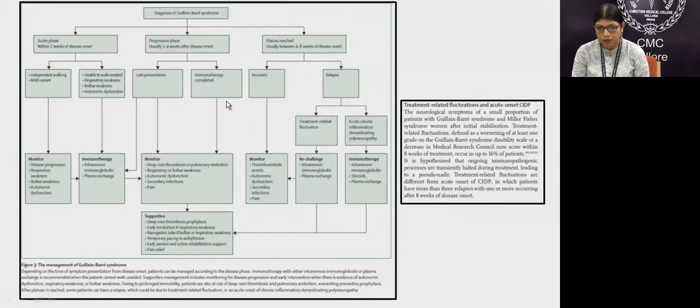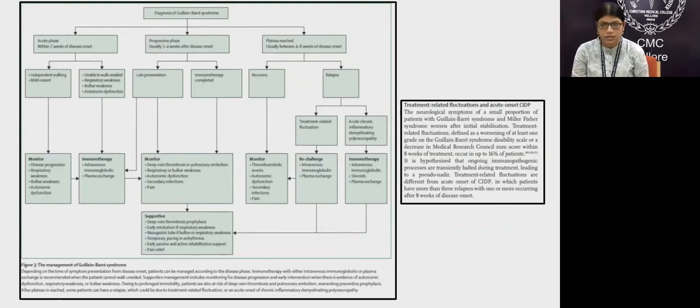Once we have given the treatment, sometimes there is worsening of the illness. This can happen in two settings. Either there can be a treatment-related fluctuation, which is defined as worsening by at least one grade of the GBS disability scale or a decrease in the MRC score of 1 from the baseline level.